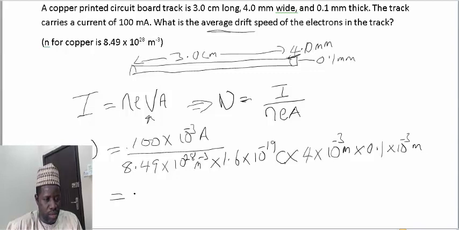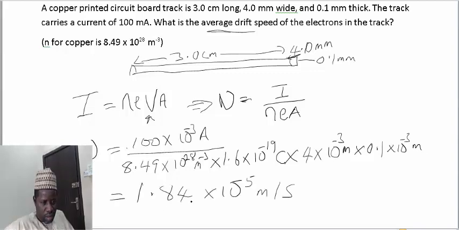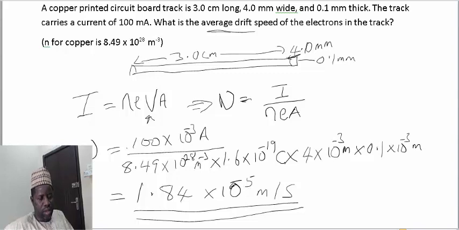Evaluating this, plugging in those values correctly, you are going to get the velocity of the electron in the copper as 1.84 times 10 to the power minus 5 meters per second. Very, very slow velocity. Okay, so let's try another question.